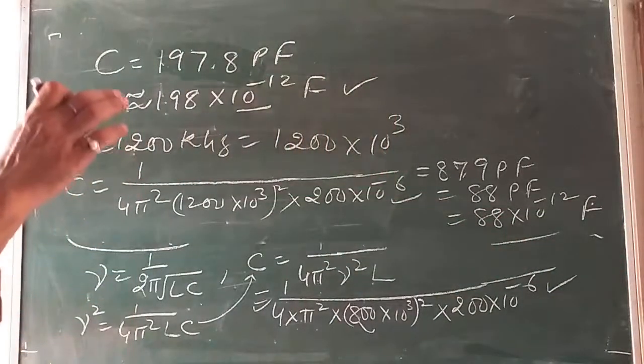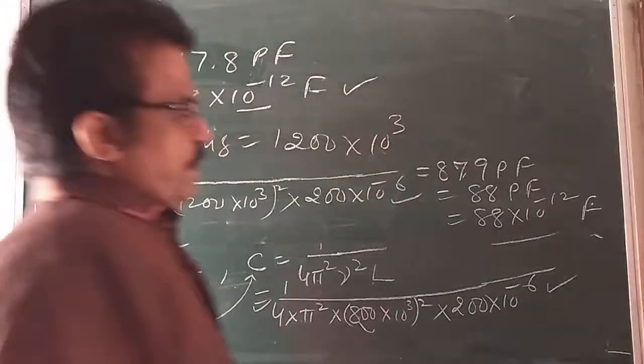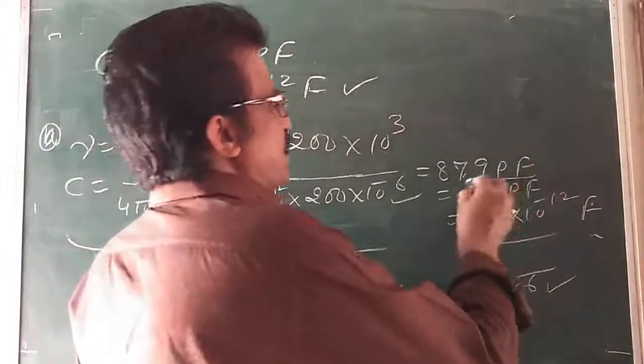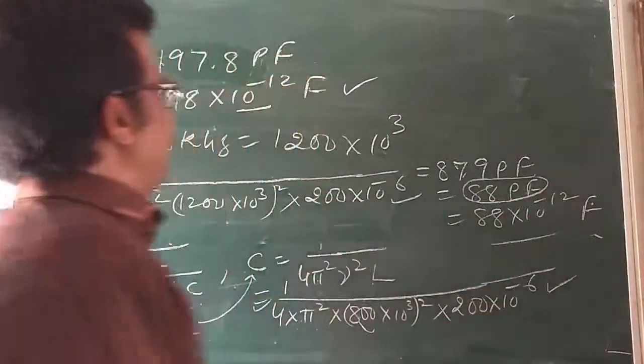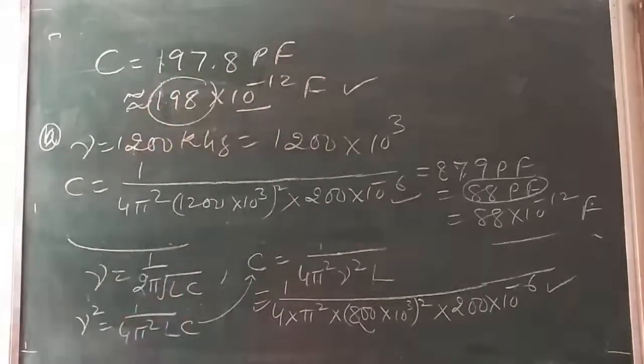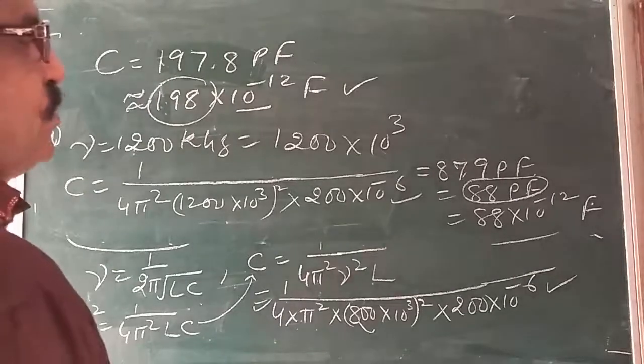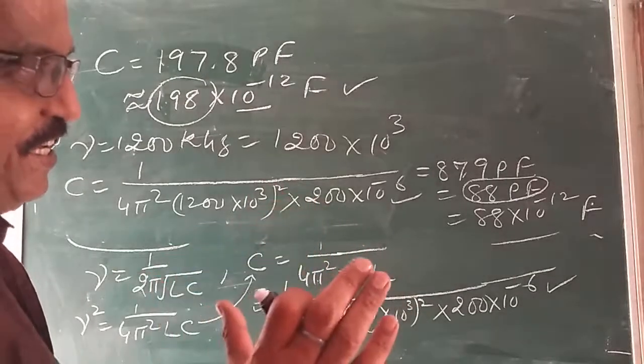So what is the range here? The range of variable capacitor. The range of variable capacitor starts from 88 picofarad to 198 picofarad. See that. So this is the value here. Is it clear? Easy, right?